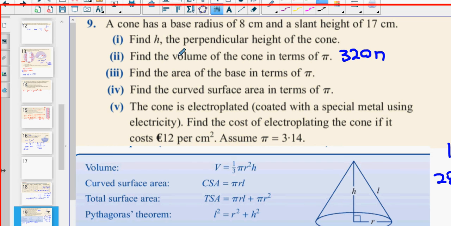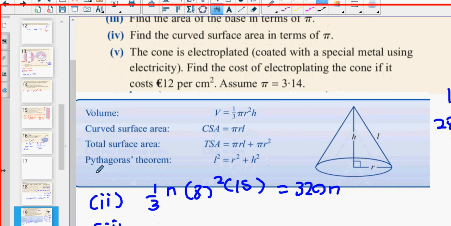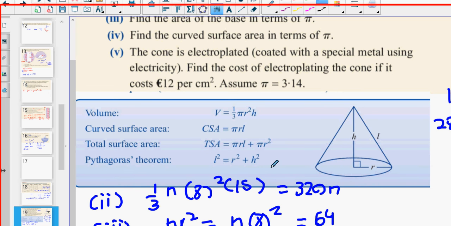The area of the base. So we're talking about this here. What shape is the base? So what are you going to use? Pi r squared. So pi r squared, which is pi times 8 squared, which is 64 pi. Very easy. Next one. Curved surface area. Pi RL, which is pi times radius is 8, length is 17, and what you say was? 136 pi.